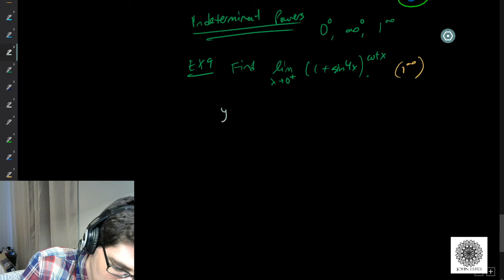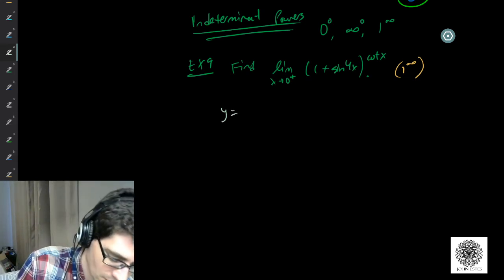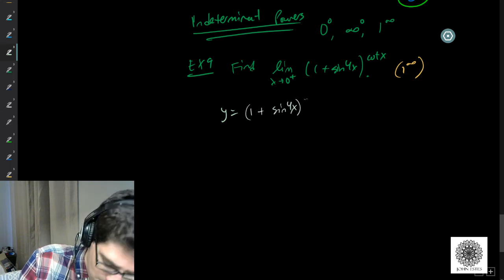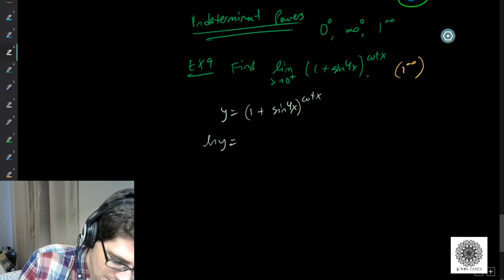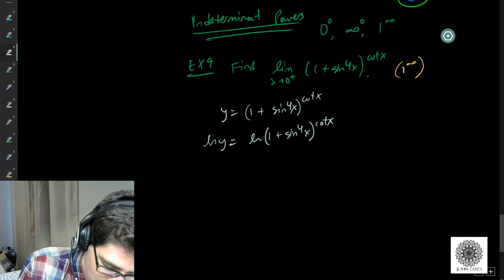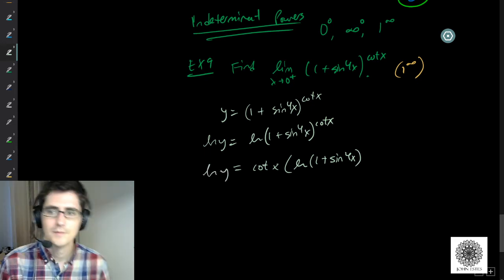And the way we're going to do that, again, since I have that cotangent x power, I'm going to use the logarithm. So I'm going to let y be 1 plus sine 4x to the cotangent x power. So then I'm taking the ln of both sides. And the reason that's useful is because now I can say that ln y is cotangent x times ln of 1 plus sine 4x, like that.